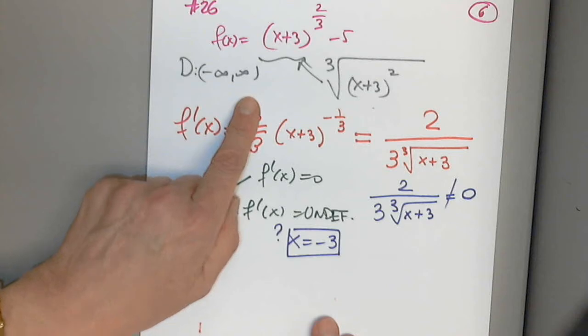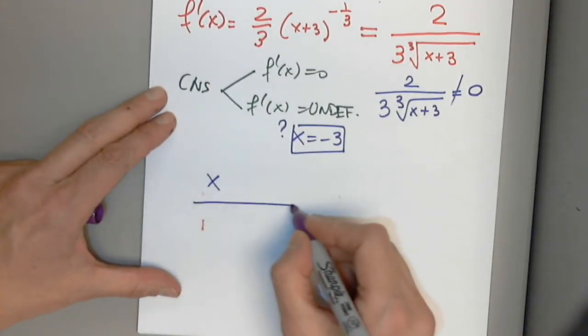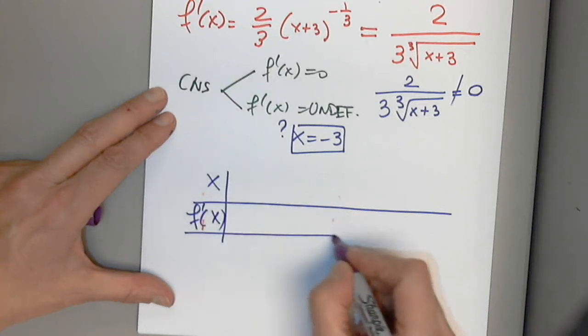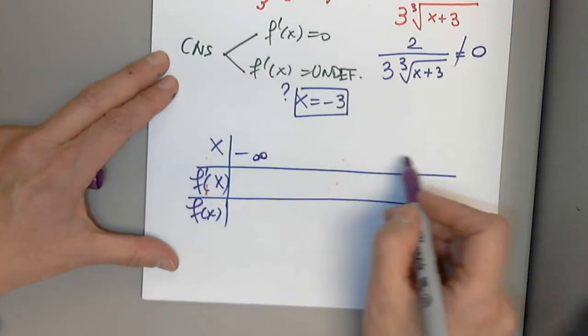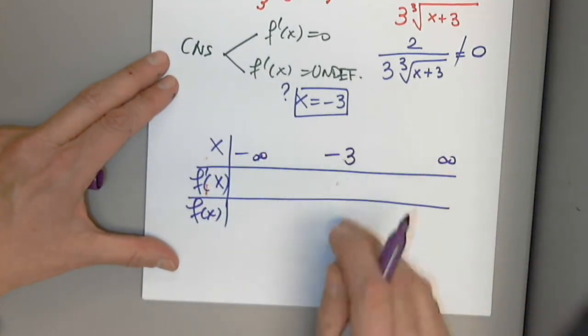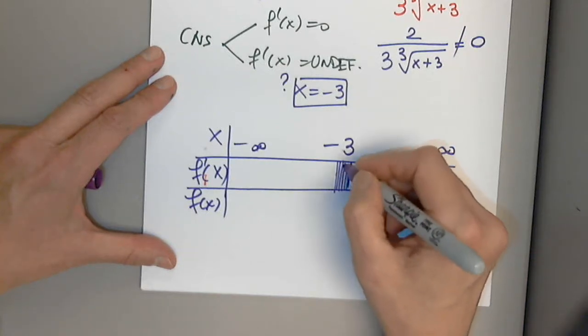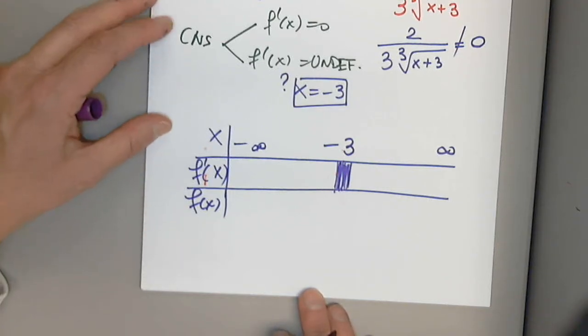Yes, so this is a critical number. So now let's go back to our table. F prime of x, f of x, all real numbers, negative 3, undefined. There is nothing I can put in the row for f prime under negative 3, there is nothing.